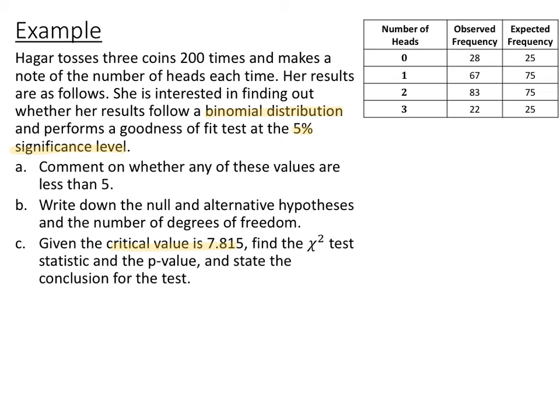Again, because we haven't studied a binomial distribution yet, I gave you your expected frequencies for the number of heads that would appear on 200 tosses. So given that, go ahead and answer questions A through C. Make sure that all your expected frequencies are over 5. Find your null and alternative hypotheses and your degrees of freedom, and then actually do your chi-squared goodness of fit test.